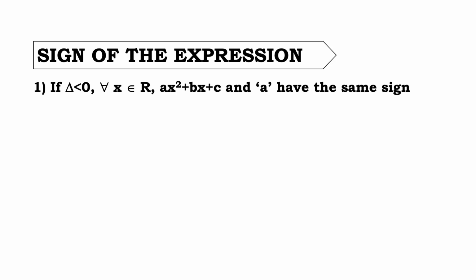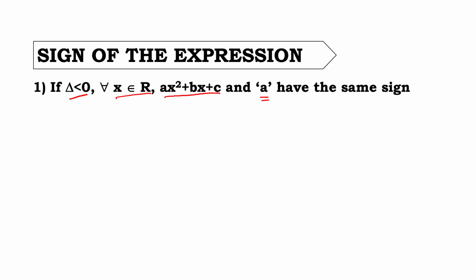So the first thing you have to remember: if delta, the discriminant b square minus 4ac, is less than 0 for x belongs to R, meaning for any value of x, then the quadratic ax square plus bx plus c has the same sign as a. If a is positive, the expression will be positive, and if a is negative, the expression ax square plus bx plus c will be negative. Both will have the same sign.